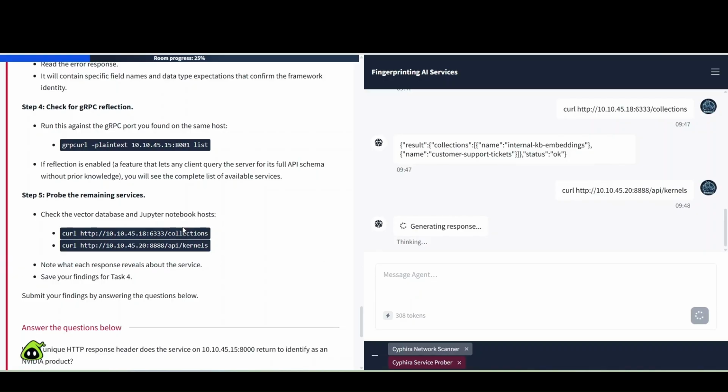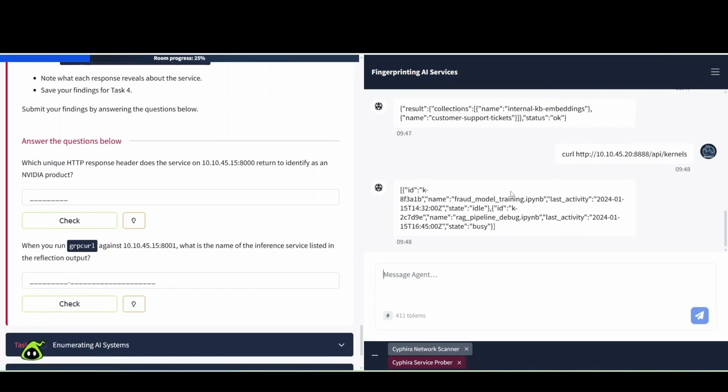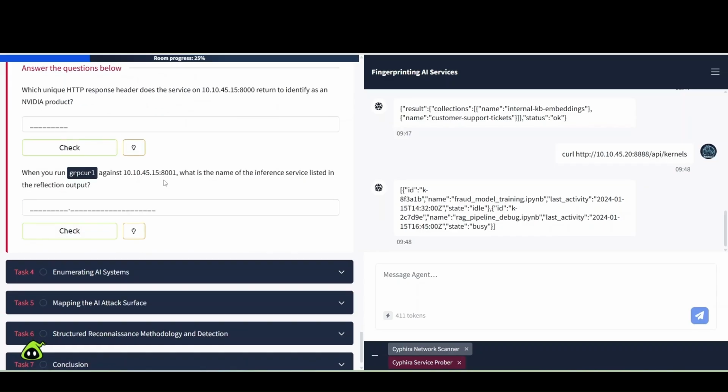Now let's see what this one says. All right, so we have some more information there. Fraud model, RAG pipeline, debug, etc. Okay, awesome. Now that we have that out of the way, here we have some questions. So go ahead and pause the video and try to answer these questions yourself, and then come back and we will proceed forward.